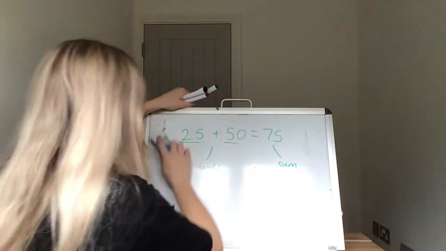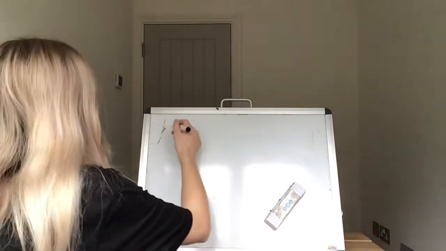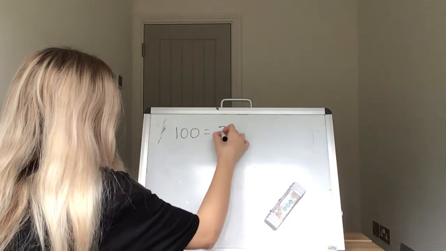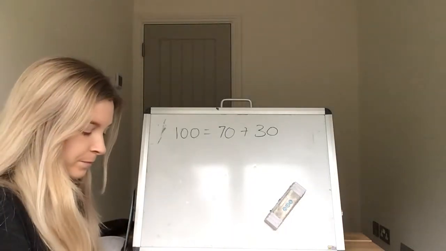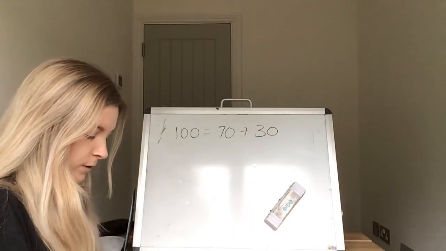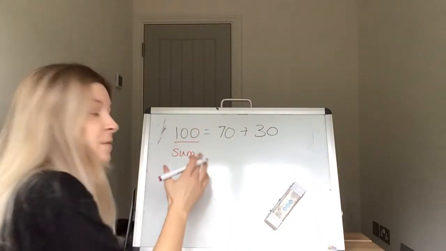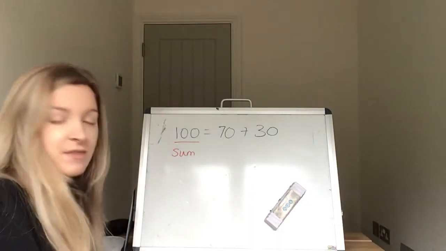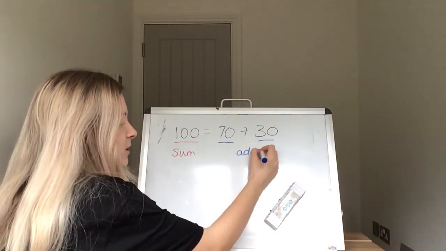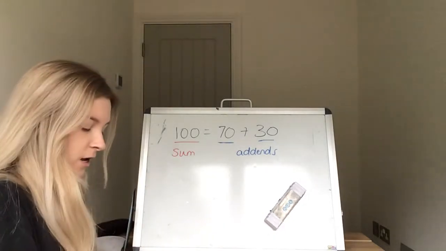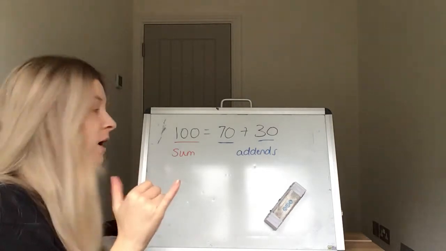Let's look at a different one. What is the sum? The sum, of course, is 100. Remember, the sum is the total, okay? And then the addends are 70 and 30, the addends. Make sure you can say that, the addends, okay? So just because I flipped it around this time, your addends are still the numbers that you add together.